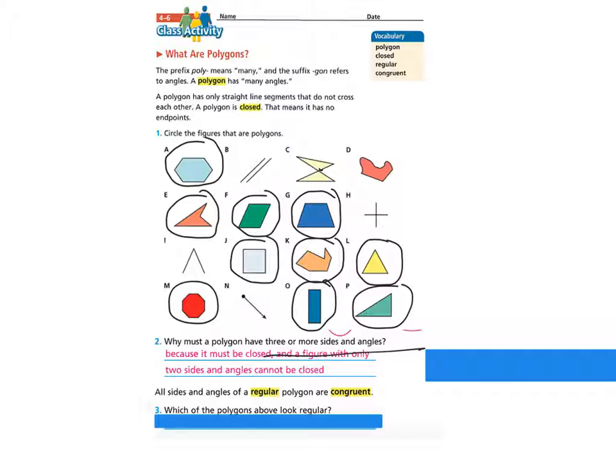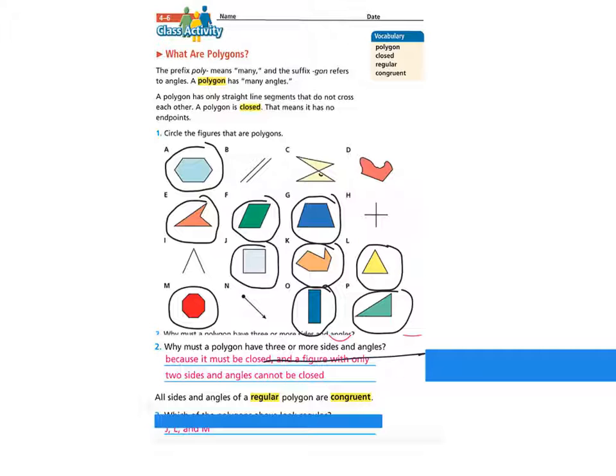All sides and angles of a regular polygon are congruent. Which of the polygons above look like they're regular? We're trying to figure out what a regular polygon is versus an irregular polygon. In regular polygons, all of the sides are congruent, meaning they're the same length. So which of our choices have sides that are the same length? If we look at J, this side, this side, this side, this side, and this side are all the same length. So I'm going to say J is congruent.